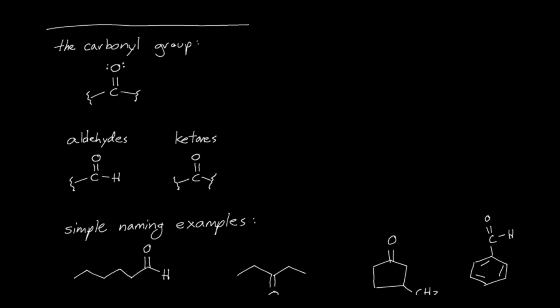The carbonyl group, if you recall, looks like this, and it's polarized. Remember, we used the Greek letter delta minus, delta plus to show that it's polarized, meaning the carbonyl carbon is electron deficient. Anytime something's electron deficient, it means it can accept electrons. That's going to help govern its reactivity.